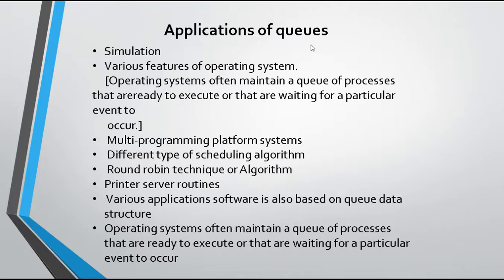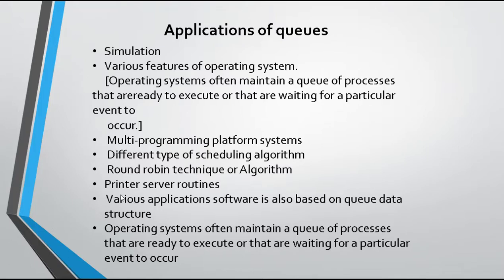Since there is more than one program to be executed, they follow a queue in order to execute the programs. The next application of queue is that queues are used in different types of scheduling algorithms. One example of a scheduling algorithm is the round robin technique. They use queues in order to implement this technique, that is, the round robin technique.